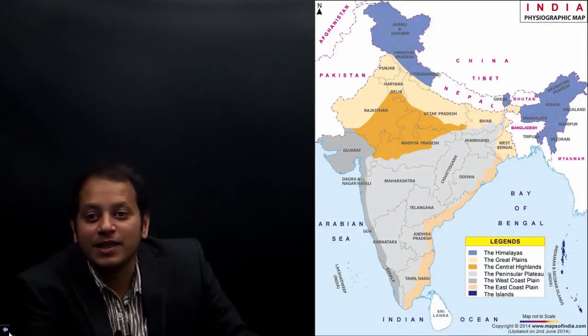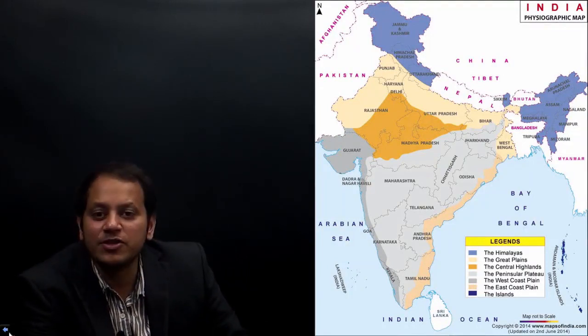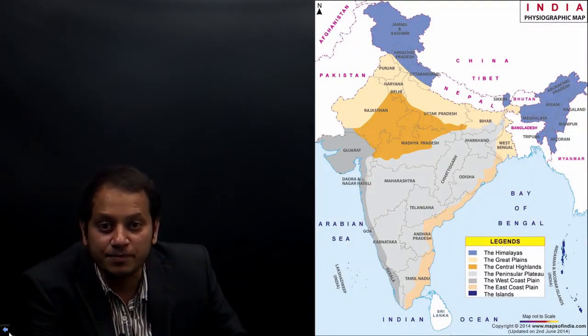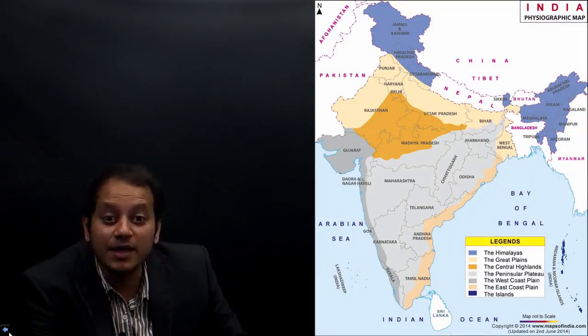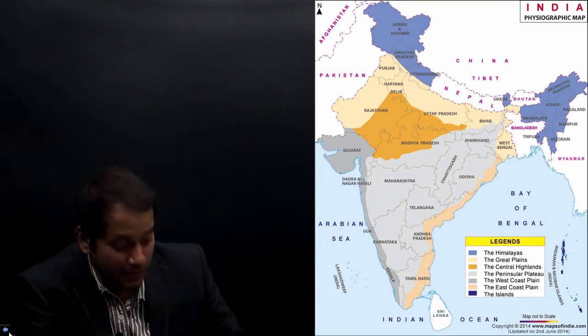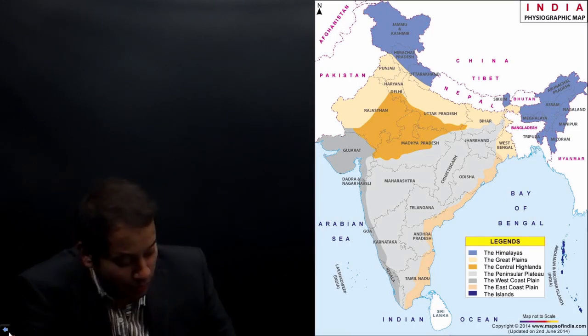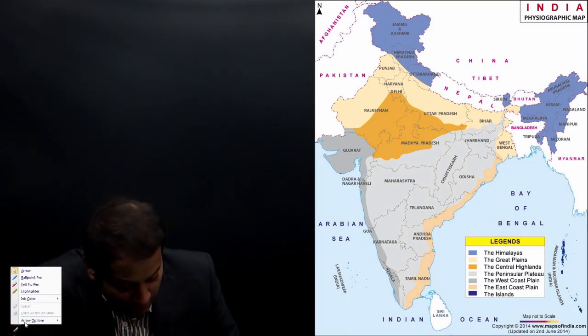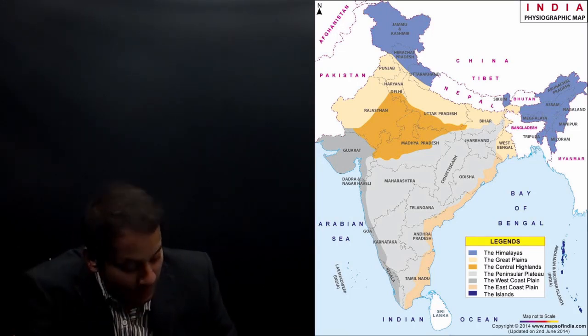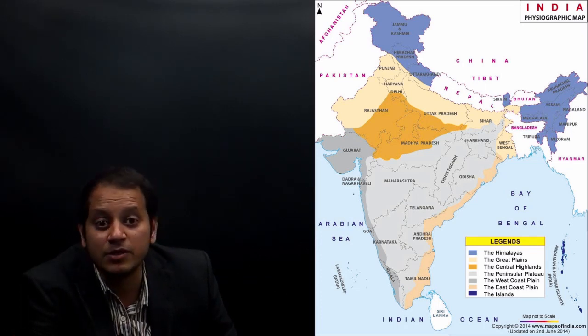Hello friends, let us welcome back to study the next topic, that is the coastal plains of India. As you can see in the map, India has a long coastline, and we have the coastline on both parts. That is, the coastline of India lies on the eastern coast as well as on the western coast.